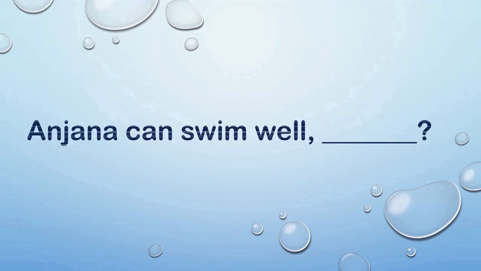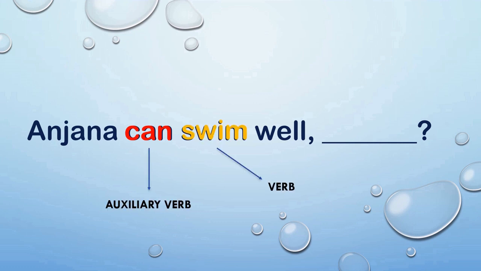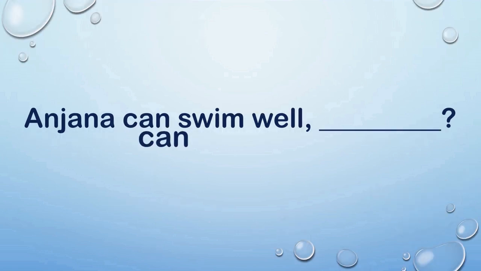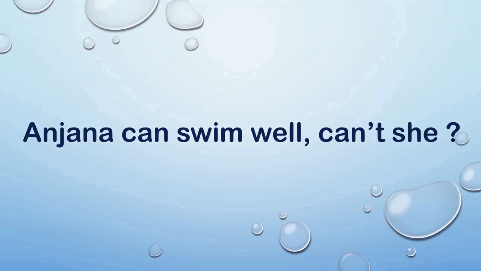So what about this example? Anjana can swim well. Here, unlike the other two examples, there is one auxiliary verb, can, and another verb, swim, in the sentence. So the general rule is, if there is an auxiliary verb present in the sentence, the auxiliary gets repeated in the tag. So as the statement is positive, we should have a negative tag, and that will be can't she. Anjana can swim well. Can't she?